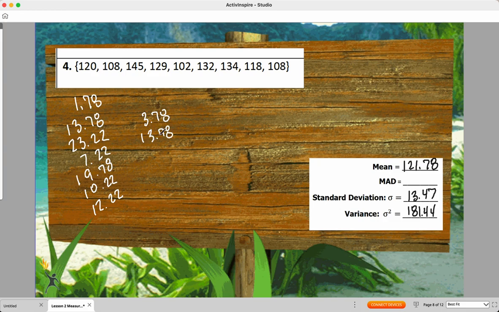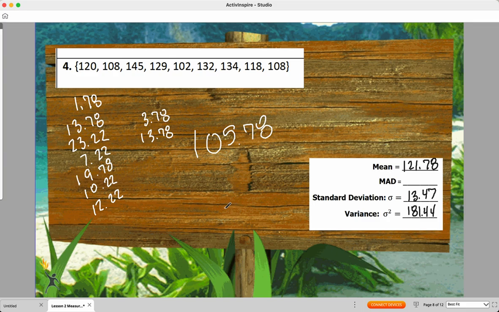Now I'm going to sit there and just type these in and find them out. 1.78 plus 13.78 plus 13.78 plus 23.22 plus 7.22 plus 19.78 plus 10.22 plus 12.22 plus 3.78. So I typed all my numbers in. I get a total of 105.78.